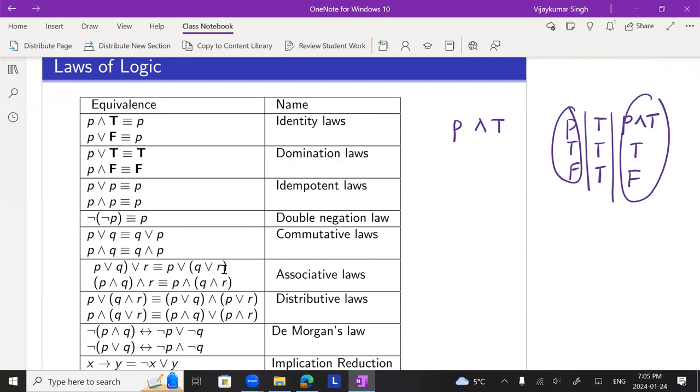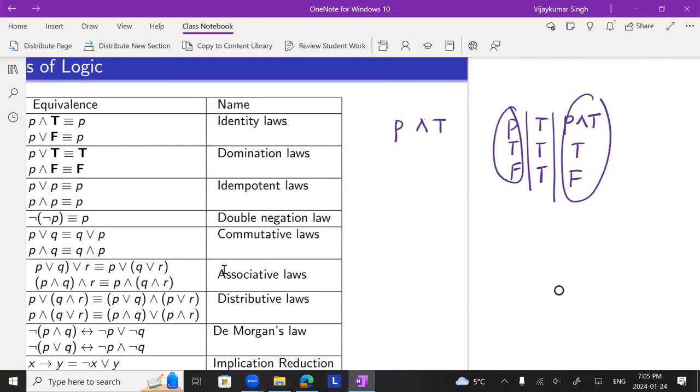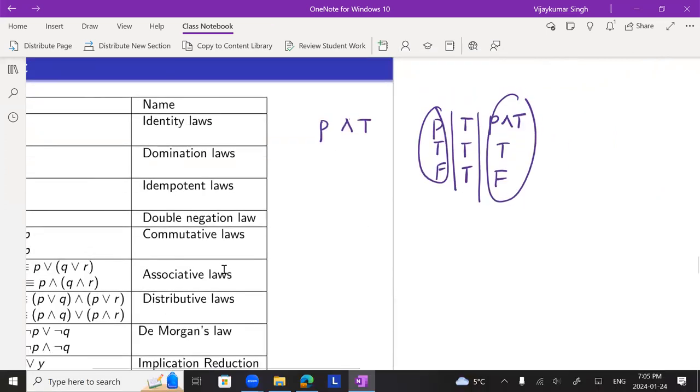Why? I mean, there are two ways to look at that. One is that they have the same distribution of truth values. Or another way to look at that is, if you look at P, you'll always get this to be what? True, true. So this is a tautology.